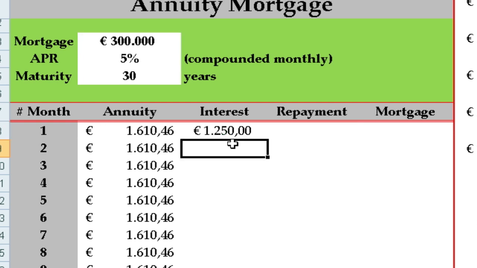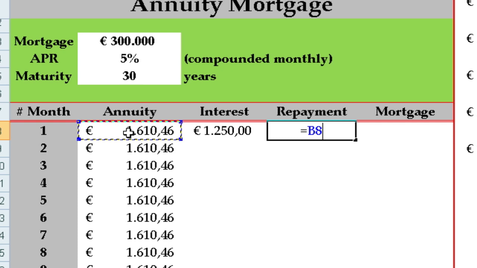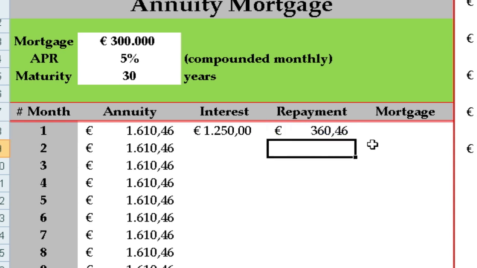That is the interest rate we're going to pay. So what is the redeeming as a logical consequence of this? This is nothing but the difference between the total we pay and the interest rate we have to pay for the first month. So this is the redeeming: 360 euros and 46 cents.